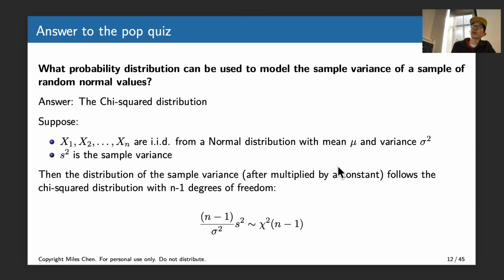Yeah, the answer to the pop quiz is: when you take a random sample of n values coming from a normal distribution, the distribution of the sample variance is going to be a chi-square distribution with n-1 degrees of freedom. You do have to put in the scaling factor, though, of n-1 over sigma squared. But if you plug in this thing, that's going to follow a chi-square distribution.